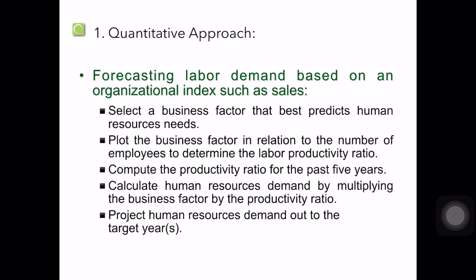Okay. Untuk quantitative method, ini basically definition lah apa itu quantitative method. You focus the labor demand based on the organisational punya performance. Index tu adalah KPI lah. So contohnya macam sale, contoh orang jual barang. Contoh kita ambil dalam contoh ni adalah iPhone. Apple jual iPhone. You select a business factor that the best predict human resource needed. Plot the business factor in the relation to the number of employee to determine the labor productivity ratio.